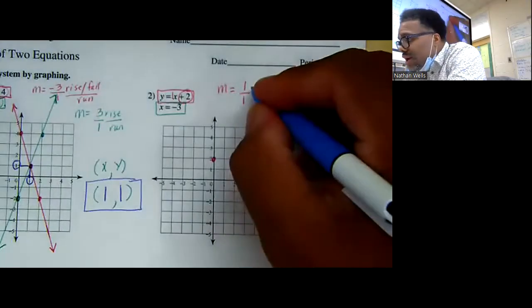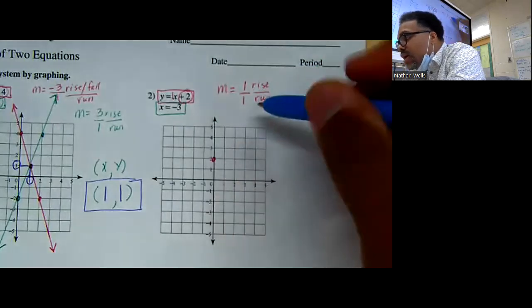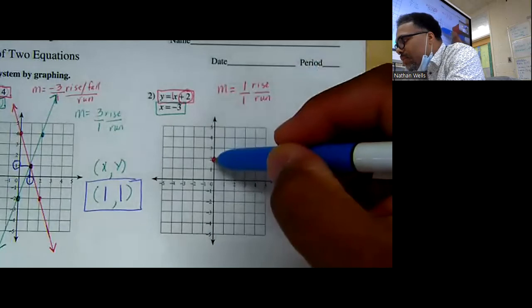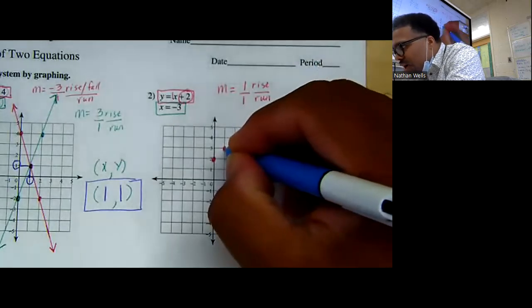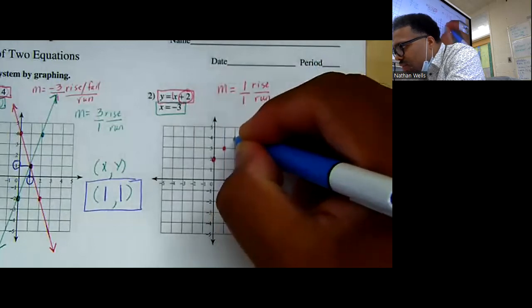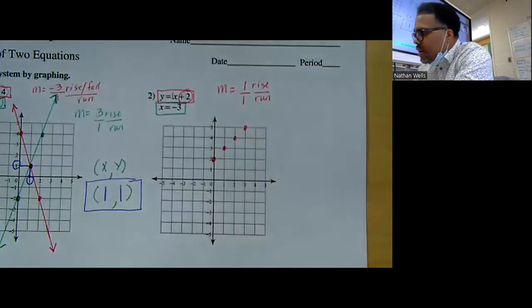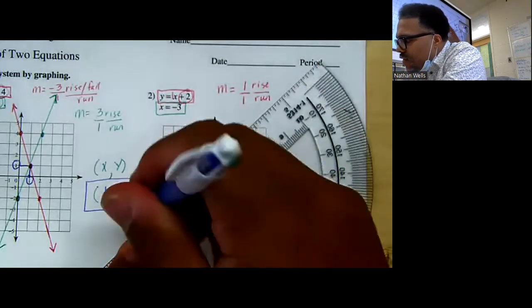1 over 1. So that again, I have a rise over a run because I can grow my line from my y-intercept using my slope. So rise 1, run 1 to the right. We always run to the right. Rise 1, run 1 to the right. Rise 1, run 1 to the right. And I can go ahead and graph my line.